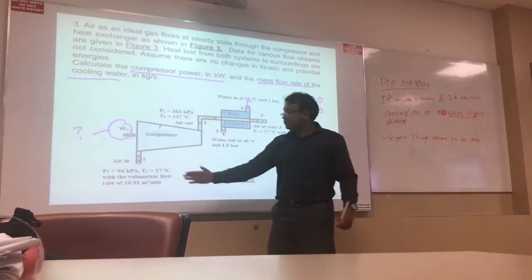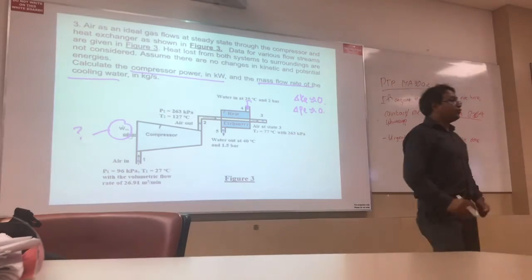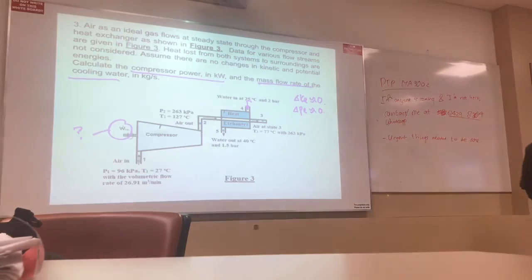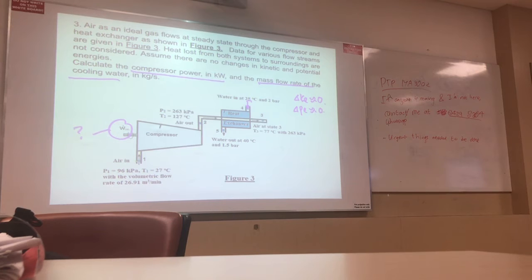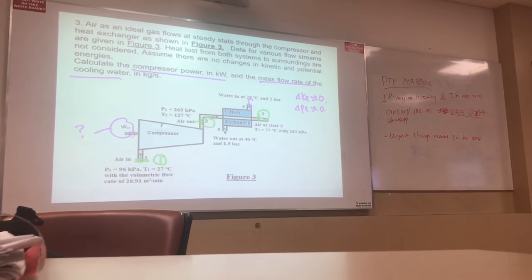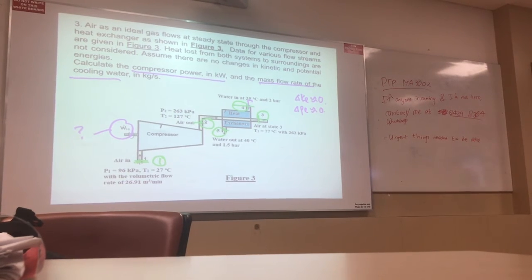The volumetric flow rate of air is given, so can I easily calculate the mass flow rate of air? How? This one you do not know: how to calculate the mass flow rate. So this is state 1. I write here, this is state 1, this is state 2, this is state 3, this is state 4, and this one state 5. How many states? 5 states.